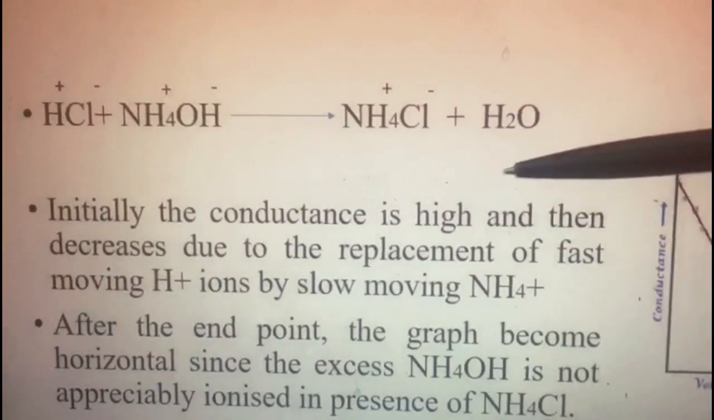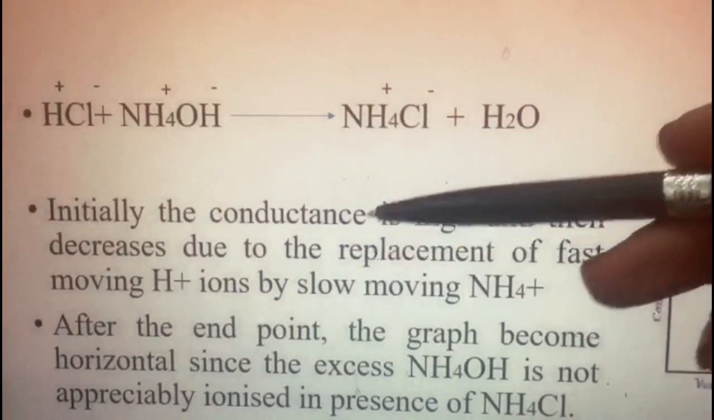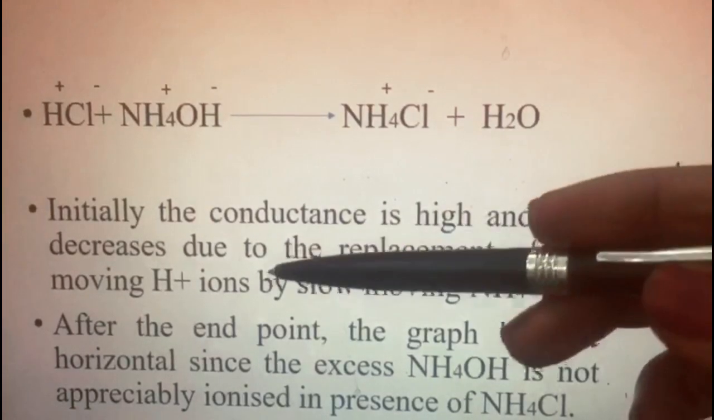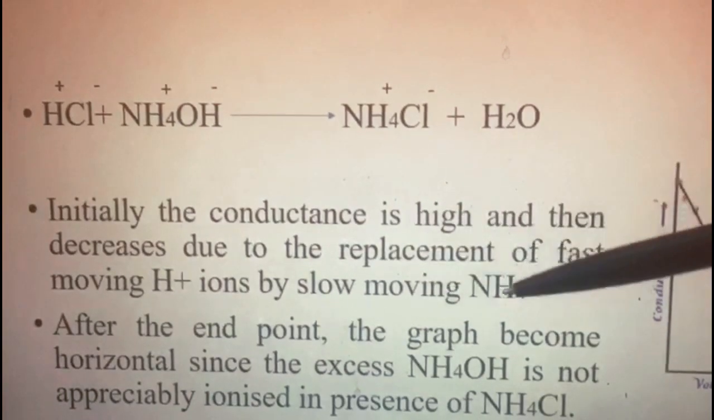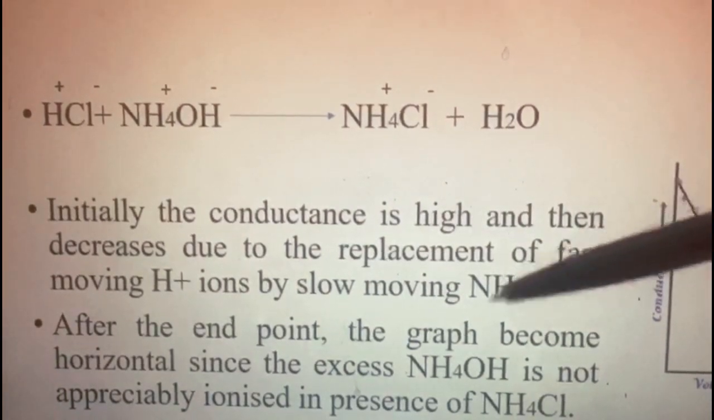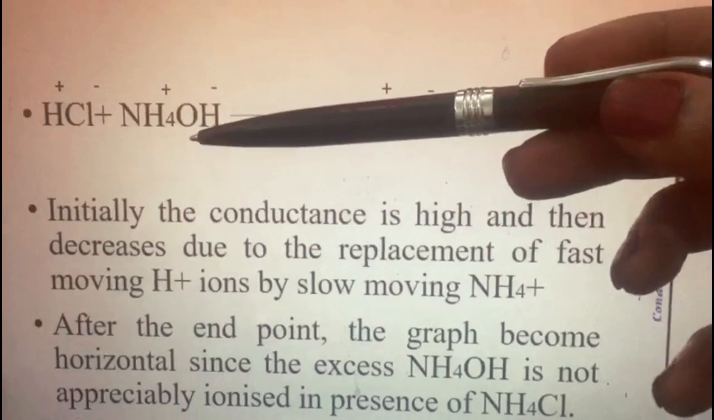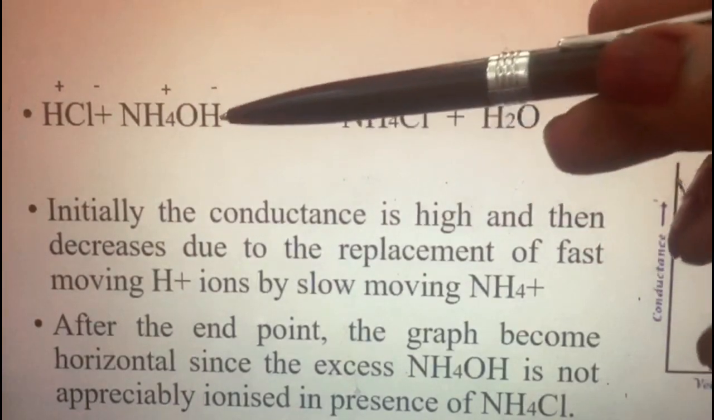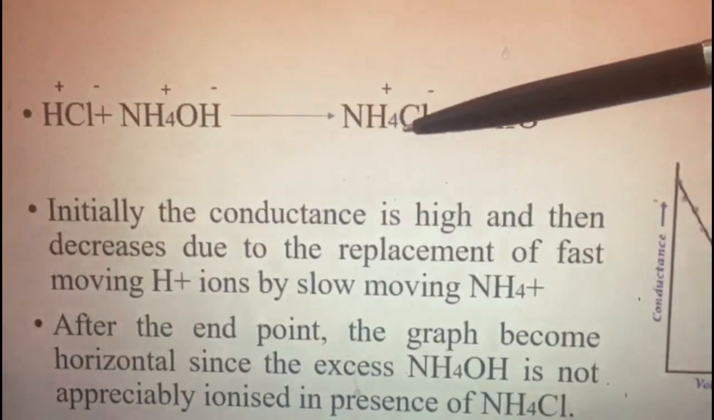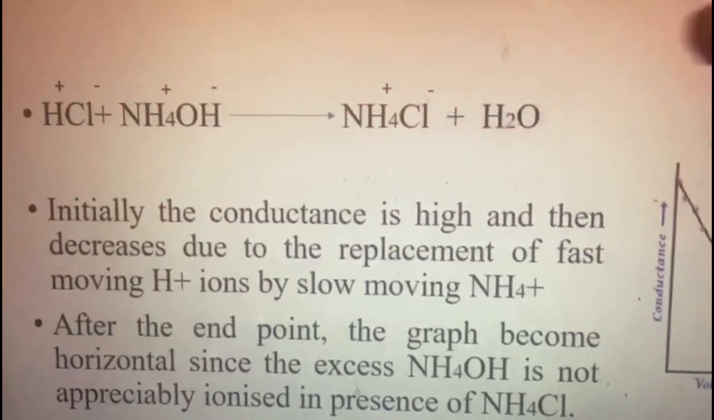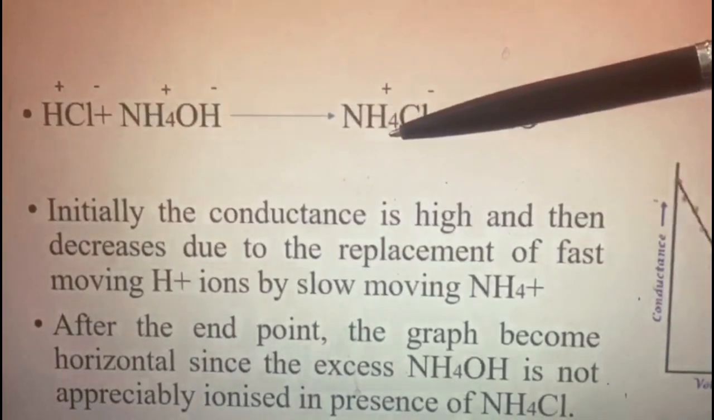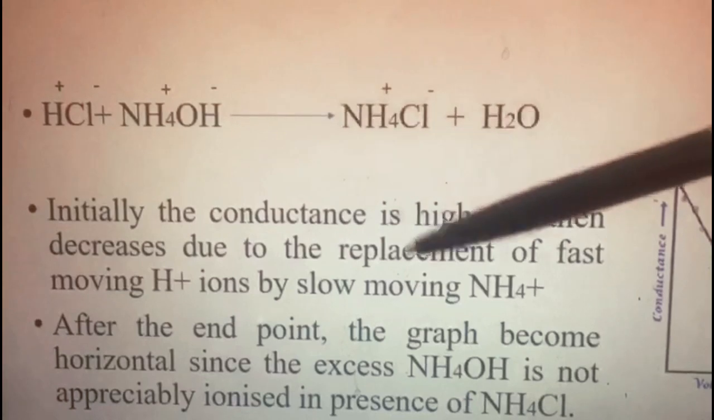So we know initially the conductance is high and then decreases due to a replacement of fast moving H plus ion with a slow moving NH4 plus ion. Because first it was only HCl, so H plus was there. Now when you are adding NH4OH to this, they will react together and form NH4 plus and Cl minus. So H plus is replaced by slow moving NH4 plus ion, so conductivity decreases.